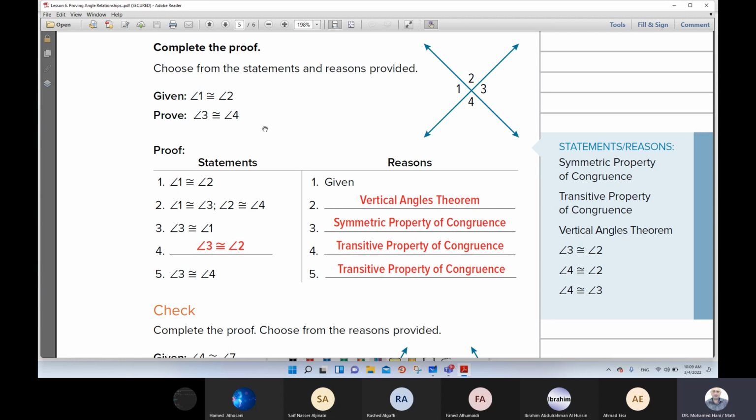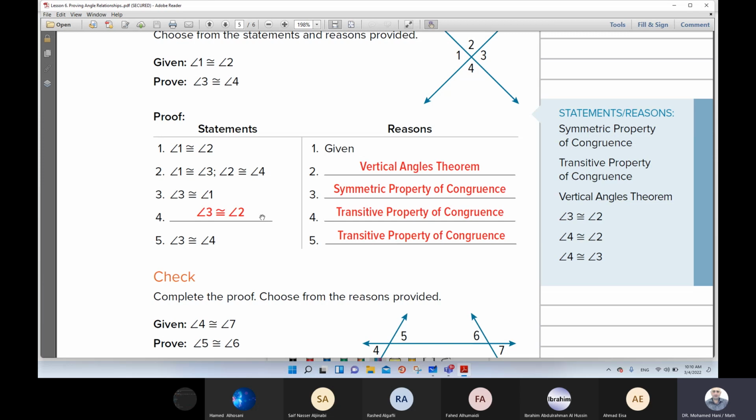The proof: start from the given information, angle 1 congruent with angle 2, this is given. Then we want to use the vertical angles theorem, 2 congruent with 4 and 1 congruent with 3. So angle 1 congruent with angle 3 and angle 2 congruent with angle 4. Then we want to use the symmetric property of the congruence.